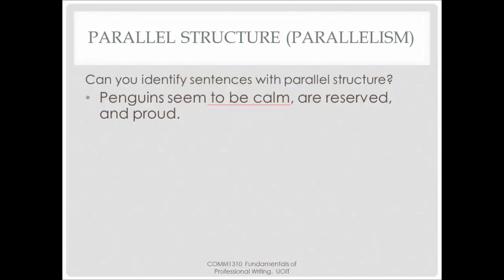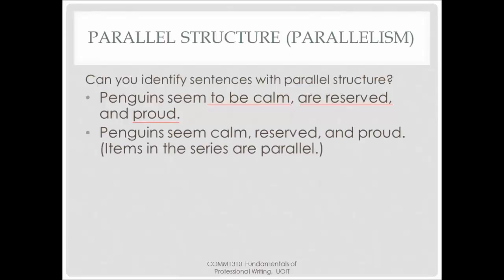Penguins seem calm. Penguins seem reserved. Penguins seem proud. If you look back at the original sentence, all three parts don't make sense. So we have penguins seem to be calm, penguins seem are reserved, penguins seem proud. So that doesn't make sense. So you would write penguins seem calm, reserved, and proud. And they were now parallel.